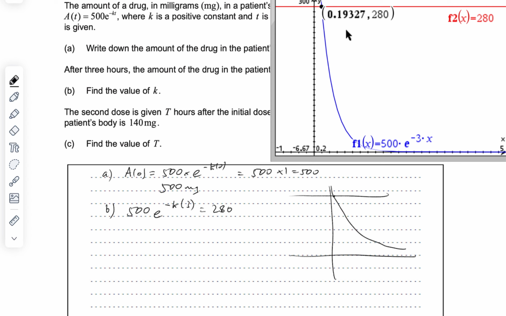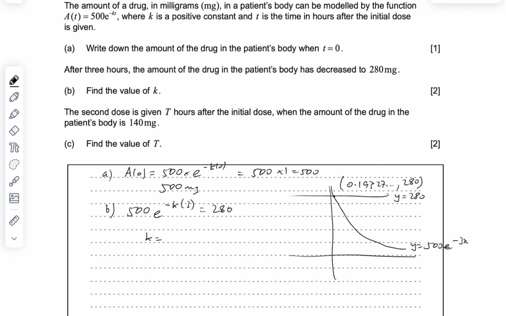And this is y equals 500 e to the negative 3x. And this is y equals 280, and this is 0.19327 comma 280. So we've got k equals 0.19327 which is approximately equal to 0.193.